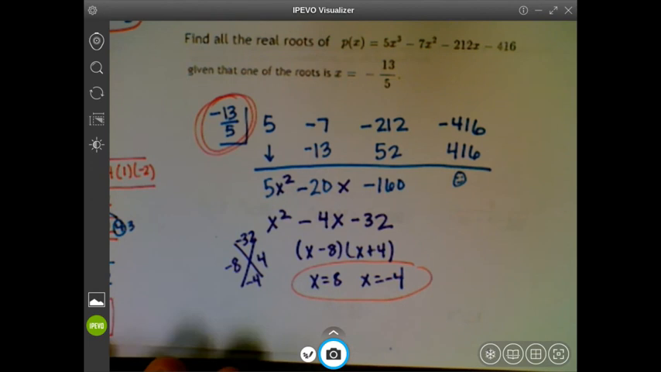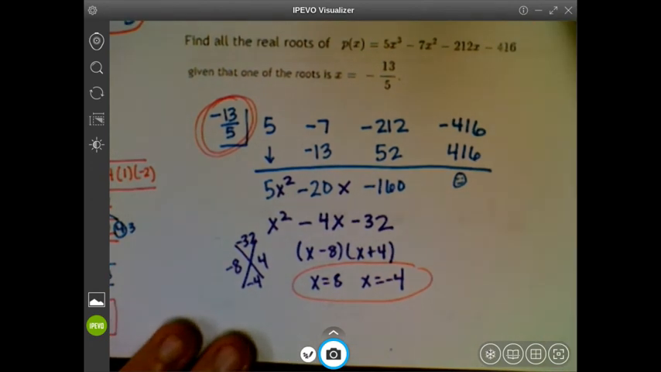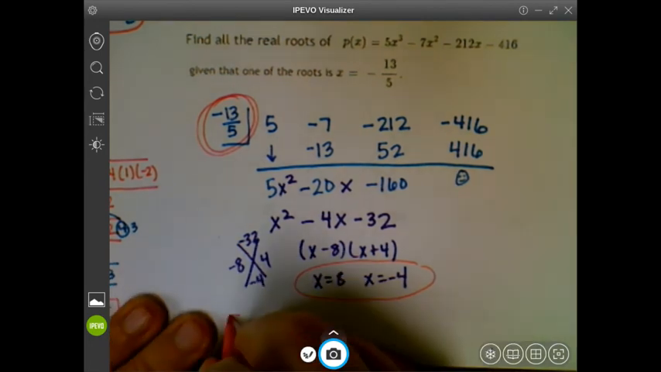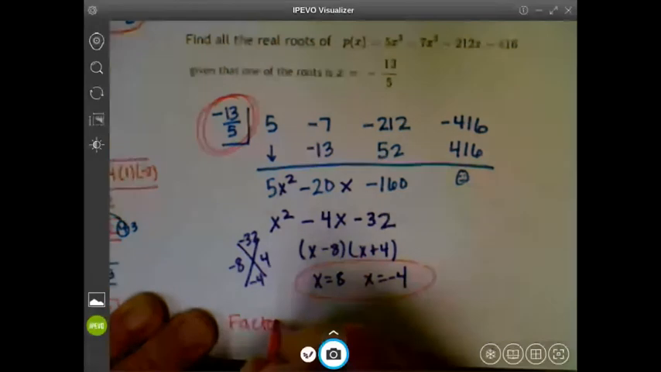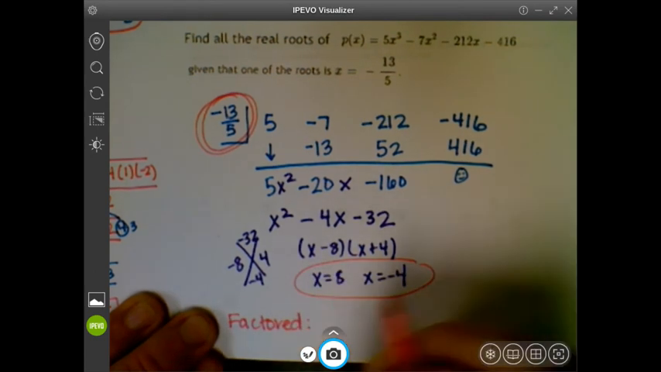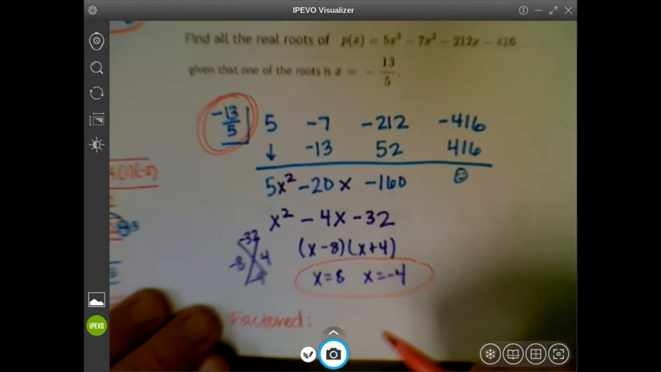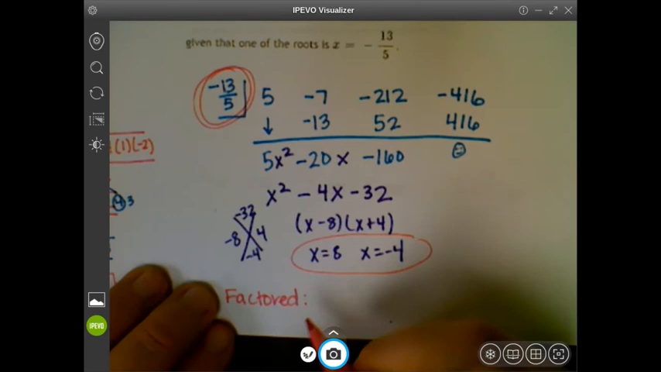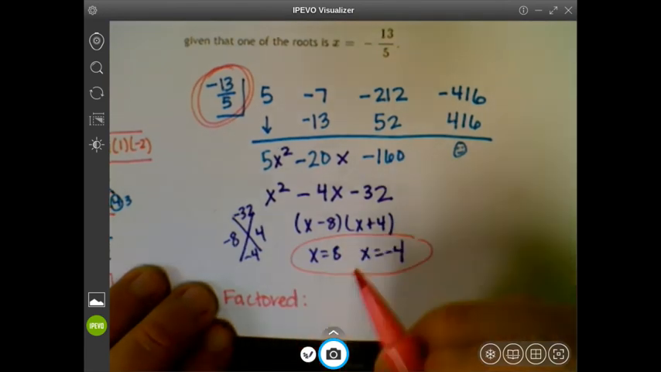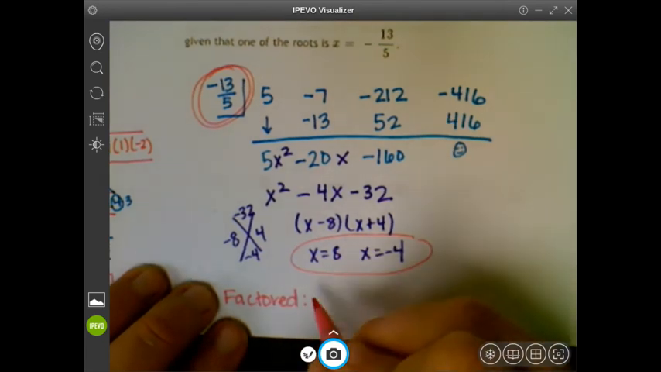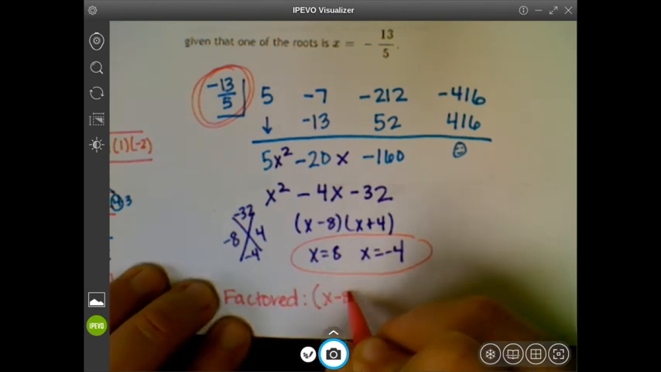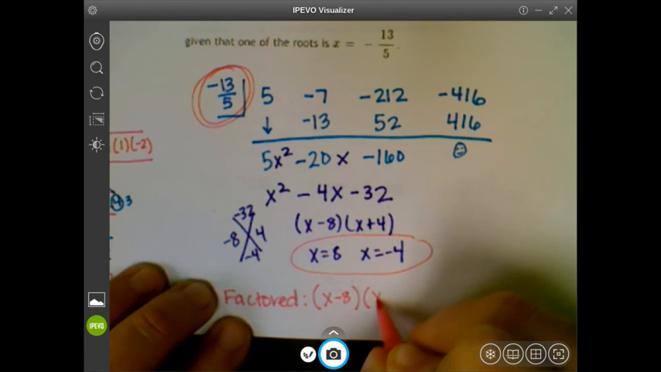All right, since we skipped that one, if a question says write it in factored form, then what you're going to do is take your answers at the end and put them back into factors. So all this would stay the same. And if it said, hey, instead of telling me the zeros, tell me the factors, you're just going to throw these back into factors by changing signs. So this would be x minus 8. This one would be x plus 4.